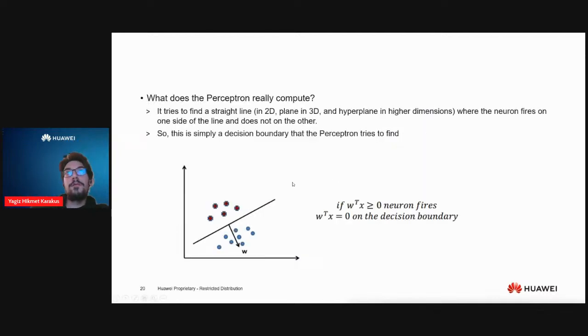So what does the perceptron really compute? It tries to find a straight line in a 2D plane, a plane in 3D, and a hyperplane in higher dimensions, where the neuron fires on one side of the line and not on the other. So this is simply a decision boundary that the perceptron tries to find. As you can see, it decides if it fires or not. It finds a line in 2D and a plane in 3D.